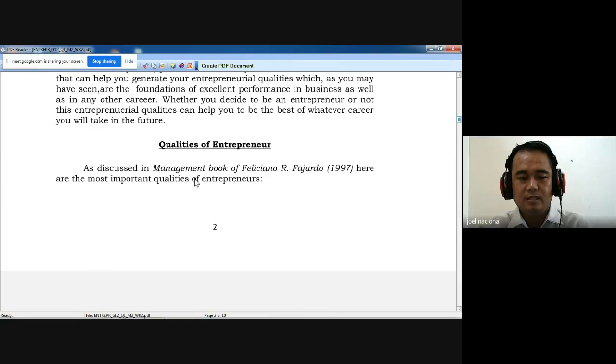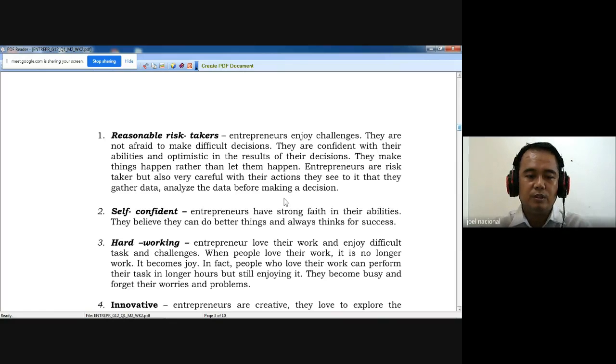As discussed in the management book by Feliciano R. Fajardo, 1997, here are the most important qualities of entrepreneurs. First one is reasonable risk takers. Entrepreneurs enjoy challenges. They are not afraid to make difficult decisions.